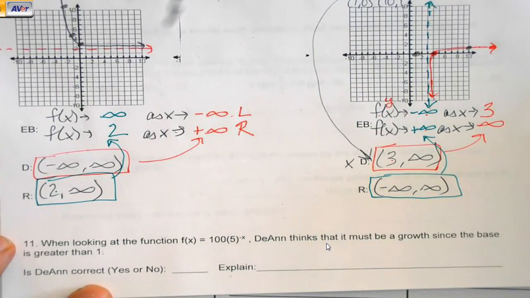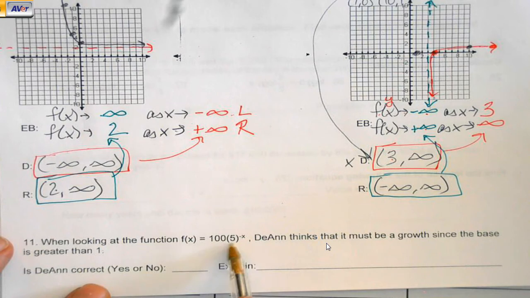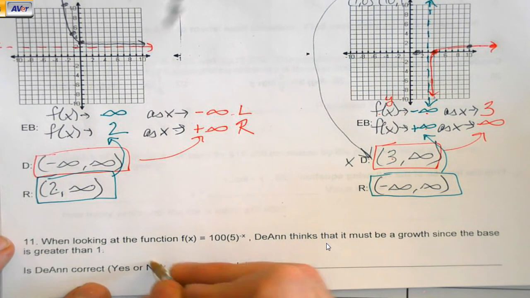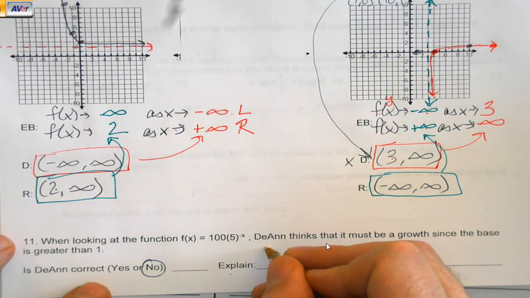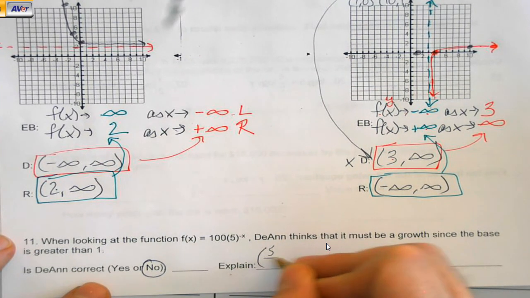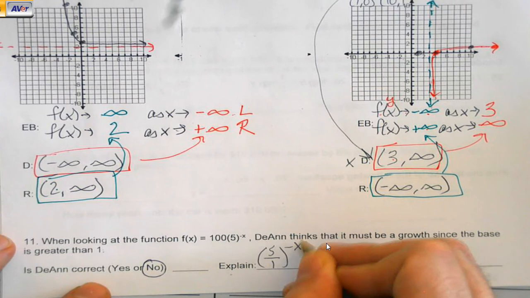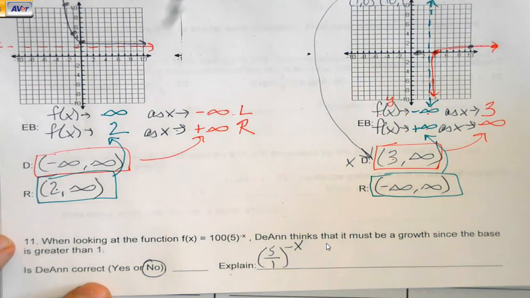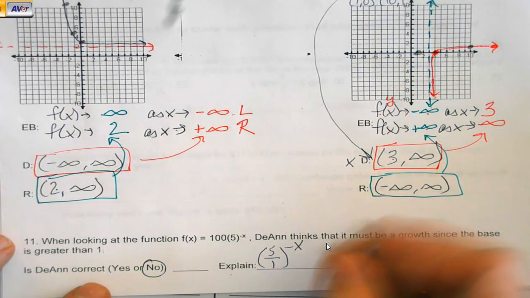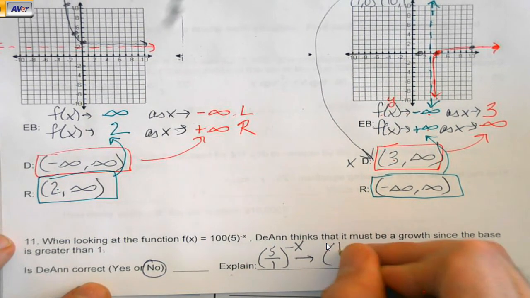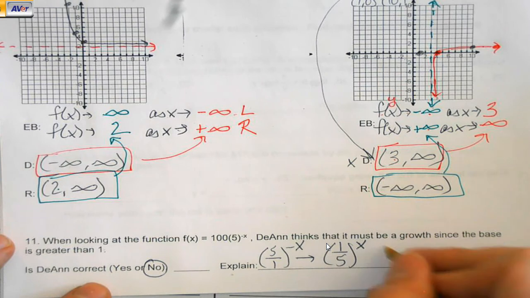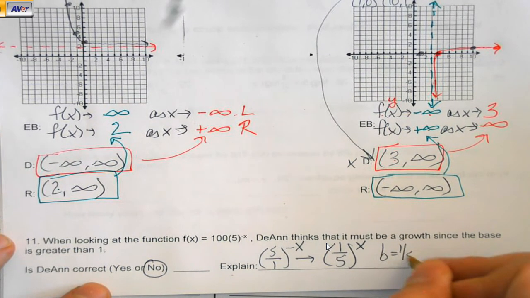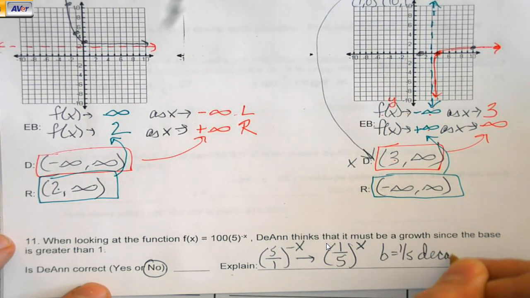11, when looking at the function f of x equals 100 to the 5 negative x, Deanne thinks it must be growth since the base is greater than 1, which is true. Is she correct? No. Why? Because it's 1/5, or 5 over 1 to the negative x, you can use the word reciprocal here, you can use the word flip, or you could even do it as simple as showing me the flip and then explaining that 1/5 would be decay.